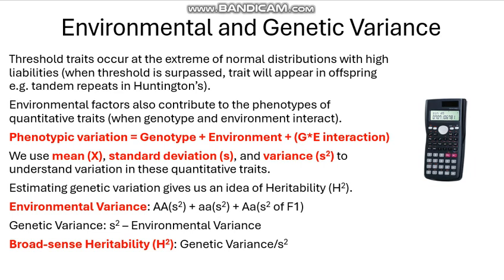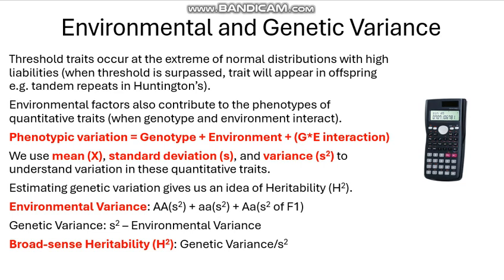So for environmental and genetic variants, it should be noted that we have these things called threshold traits that occur at the extreme ends of a normal distribution with high liabilities. So, for example, when the threshold is surpassed for the tandem repeat of CAG in the Huntington's gene, when it surpasses 10 to 15 repeats, you get a dysfunctional Huntington's protein that's going to cause the disease.